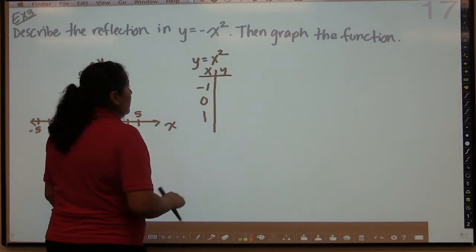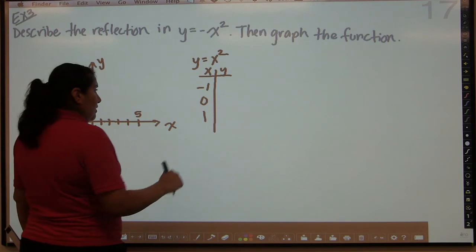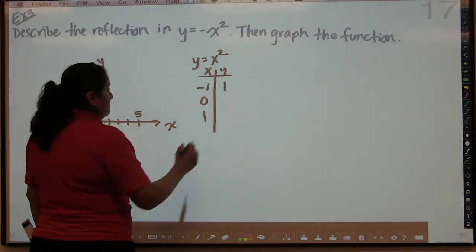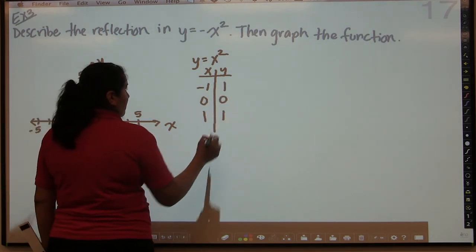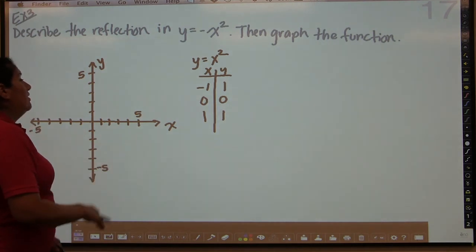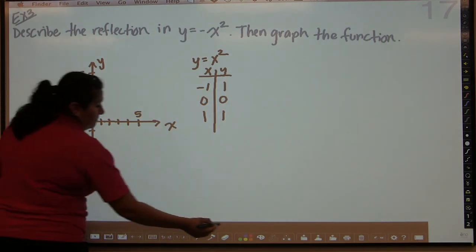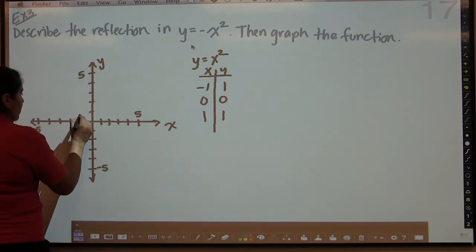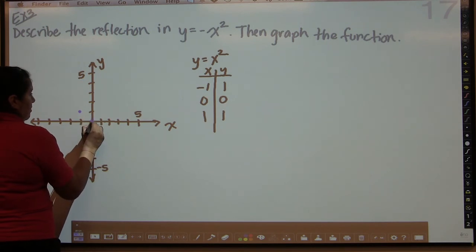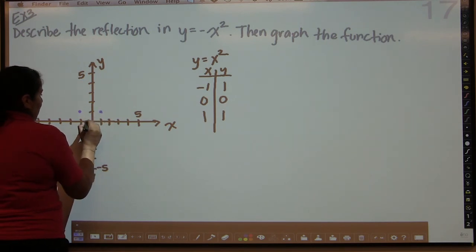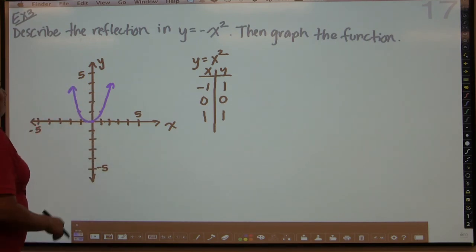That's the parent graph. So when I take negative 1 times negative 1, I get positive 1. 0 times 0 is 0, and 1 times 1 is 1. And of course, x squared means times it by itself. So I can get negative 1, 1, 0, 0, and 1, 1. And I have a parabola, like that, okay?